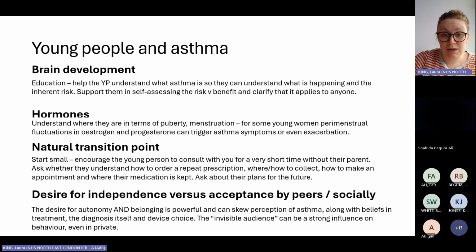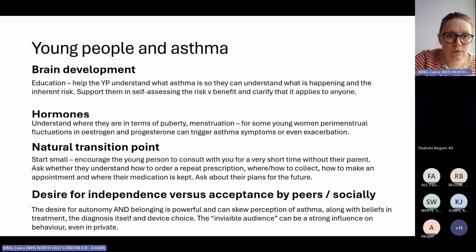So what can we do? We can educate, and we can try to help them understand the context of asthma so they can then apply their knowledge to their own life. Support them in self-management, which we'll talk about in a minute, a little bit more specifically, and clarify that this applies to everybody, absolutely everybody, and actually be very blunt about the risk. You actually are at risk. People do die from asthma. We really do need to be careful here.